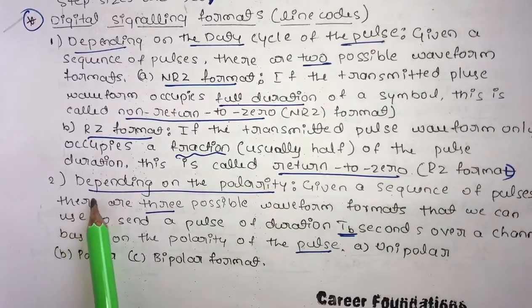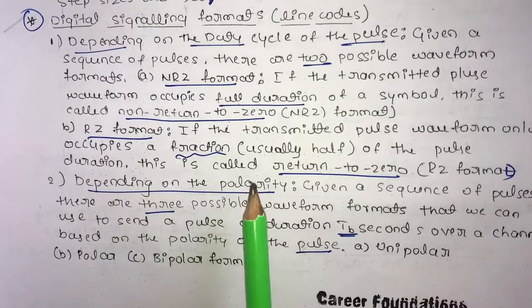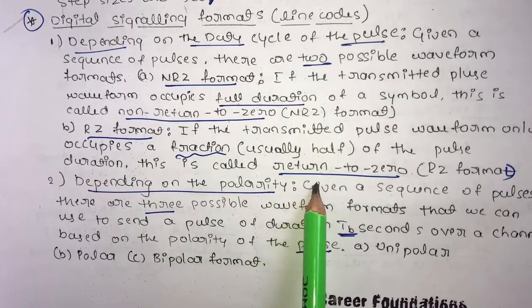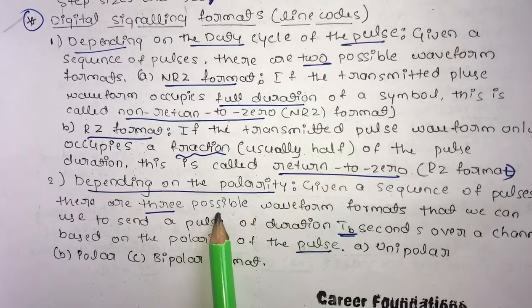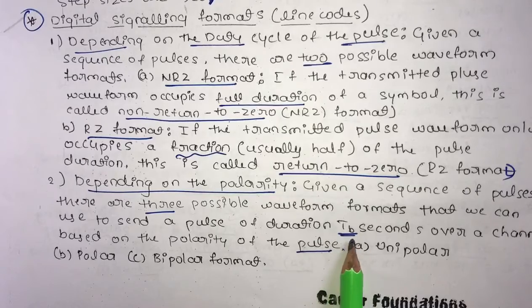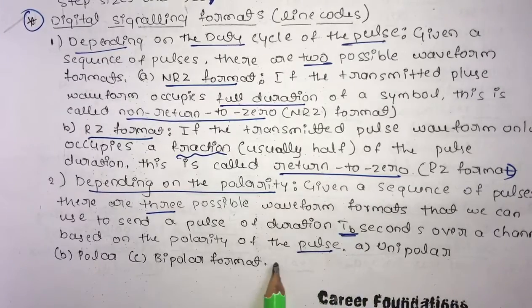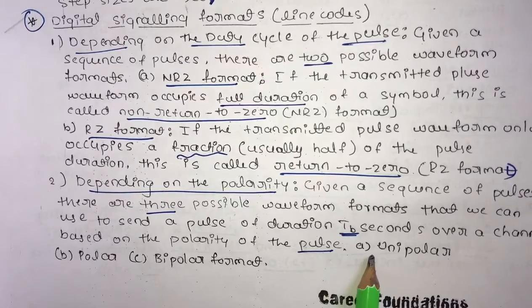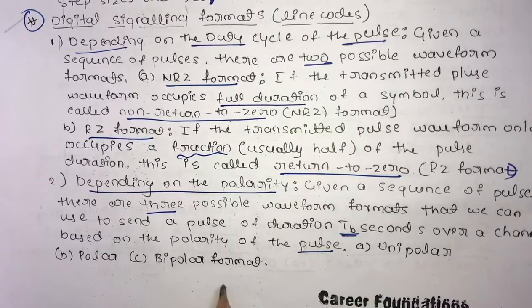And the second classification is depending upon the polarity. Given the sequence of pulses, there are three possible waveform formats we can use to send. So three types will be there depending upon the duration, say TB seconds over the channel, and based upon the polarity of the pulse. We have unipolar, polar and bipolar formats. So these are three different types.